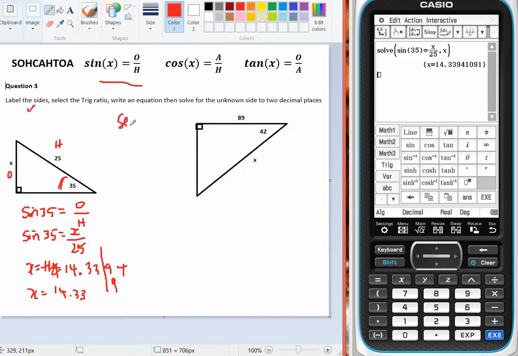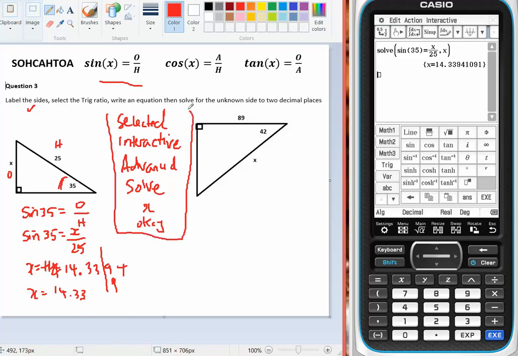Now, I'm using the calculator to do my solving. I selected the expression, then I went to interactive, advanced, solve, and I used x and went OK. That will work to solve most equations.